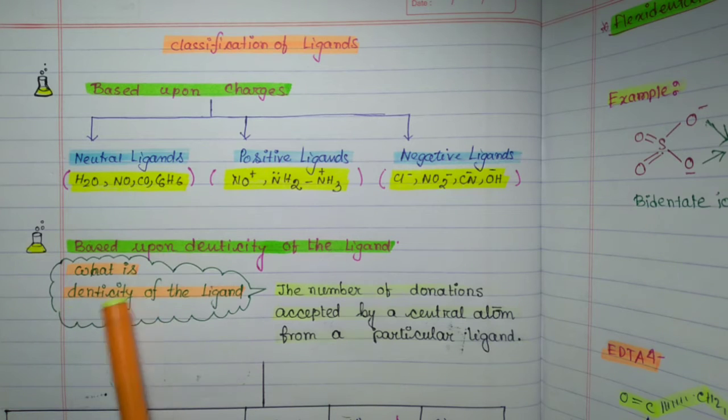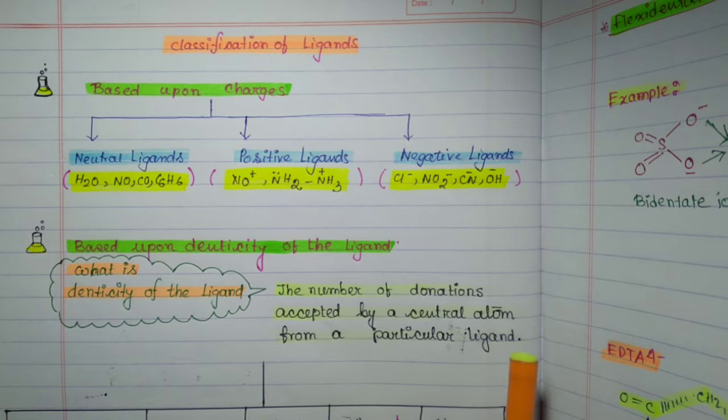Now the second part is based upon the denticity of the ligand. Questions come from this heading: what is the denticity of the ligand? The number of donations accepted by a central atom from a particular ligand is known as the denticity of the ligand.